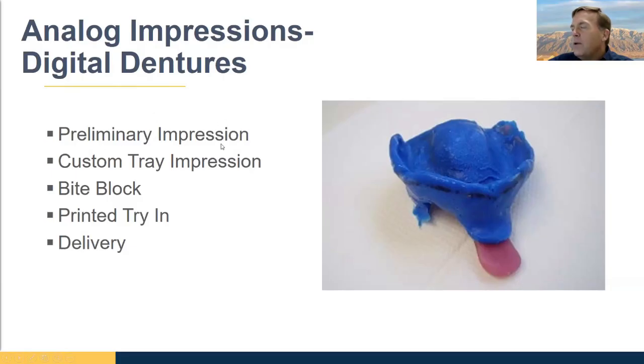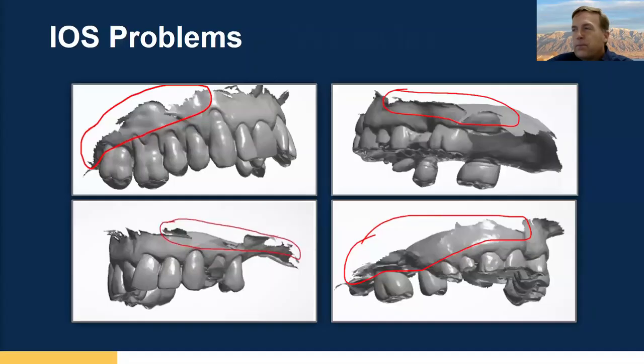Just like we learned, you'll take your preliminary impression, your laboratory will make a custom tray, you'll take your border molded custom tray impression, do your bite block. And so unfortunately, you're back to a 5 appointment workflow, but you do get the advantage of having the better fit and the printed try-in and all that stuff. So is it as awesome as a reference denture workflow? I would say not, but it certainly allows you to start. If you want to start doing digital dentures tomorrow, you can.